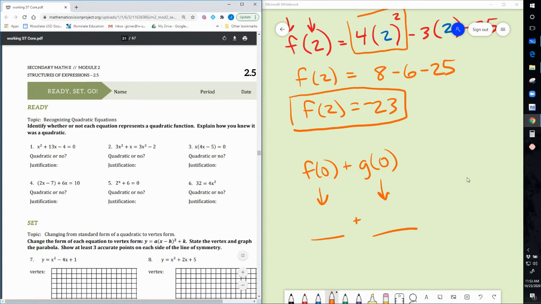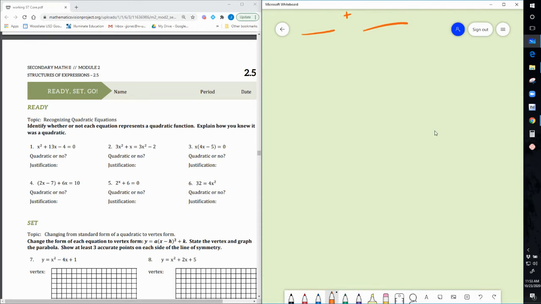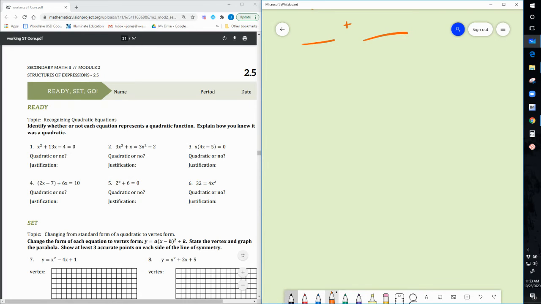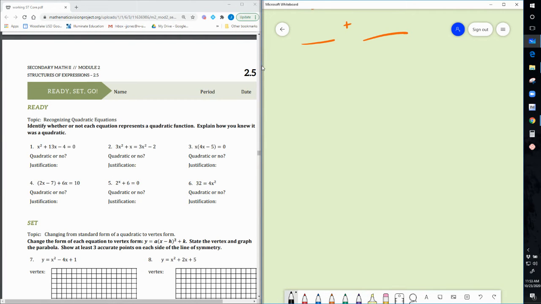Okay, Ready, Set, Go 2.5. Let's go ahead and move that. 1 through 11. So 1 through 6 is just saying, hey, identify whether these are quadratics or not. Okay, you want one side to equal 0 at the very end. So let's just go ahead and look at number 1, x squared plus 13x minus 4. You want a 0 on one side and then the equation on the other. If it doesn't look like that, you have to manipulate the equation to look like that. So right away, we just notice we have a standard form quadratic.